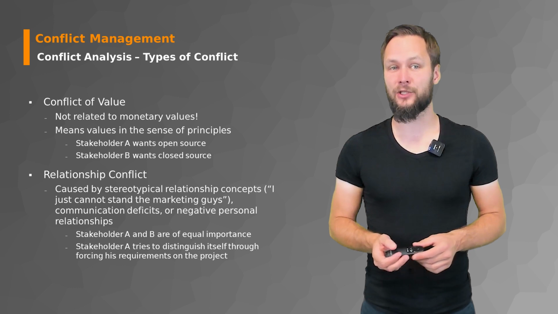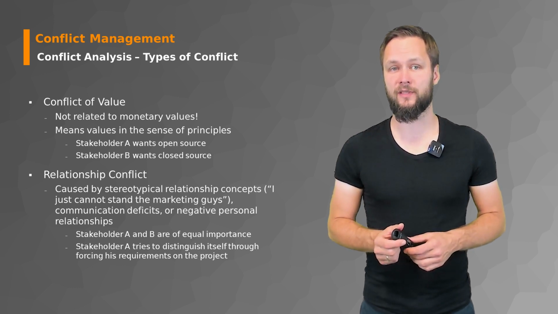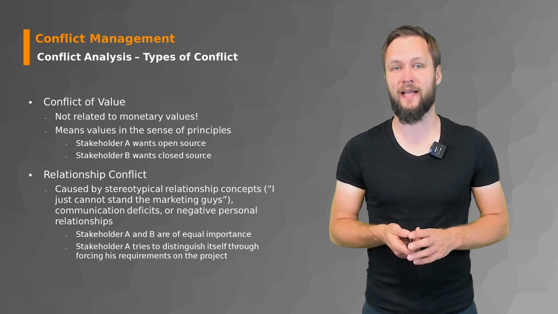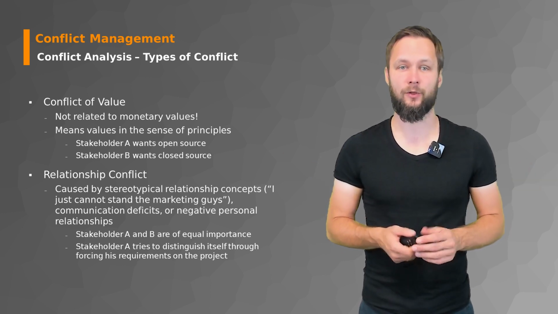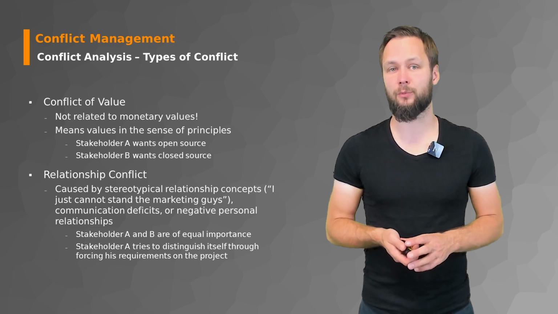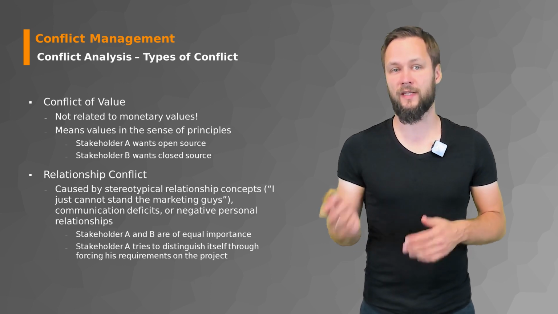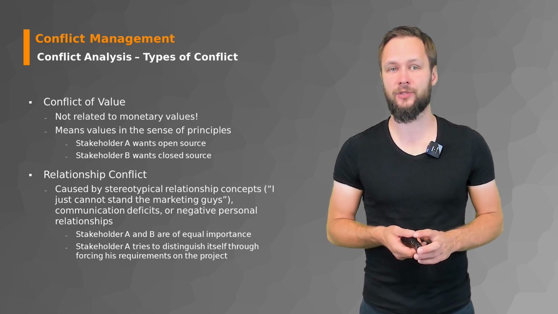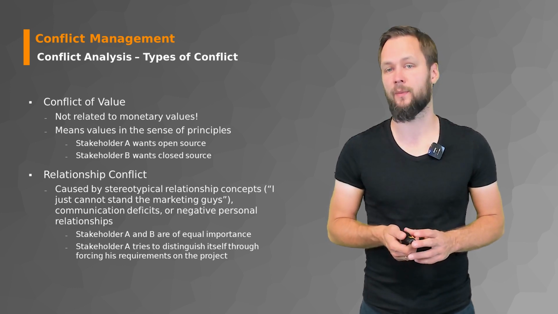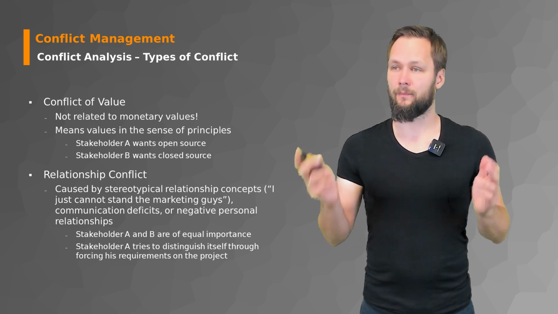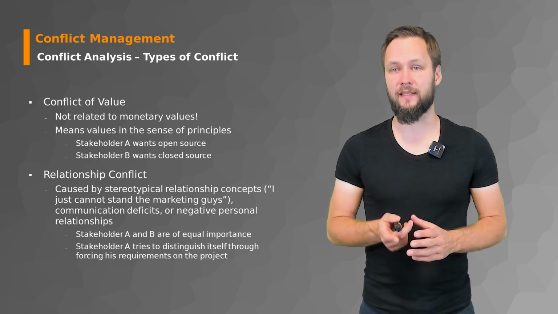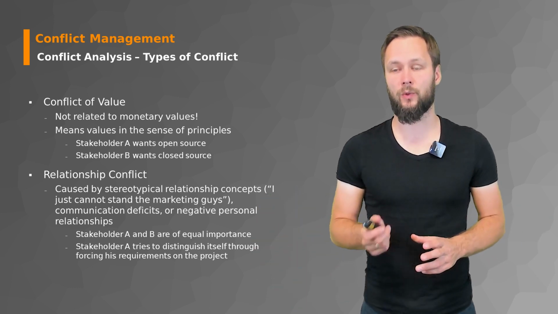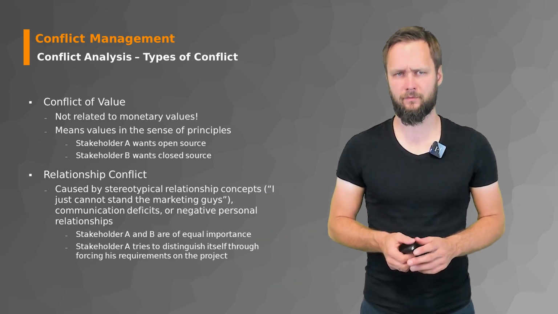Next, we have relationship conflicts. They're caused by stereotypical relationship concepts. For example, I just cannot stand the marketing guys, communication deficits, or negative personal relationships. So stakeholder A and B are of equal importance. Stakeholder A tries to distinguish itself by forcing his requirements onto the project. There are some power dynamics that need to be resolved there. There are different approaches to do that. We'll cover them in a few minutes.